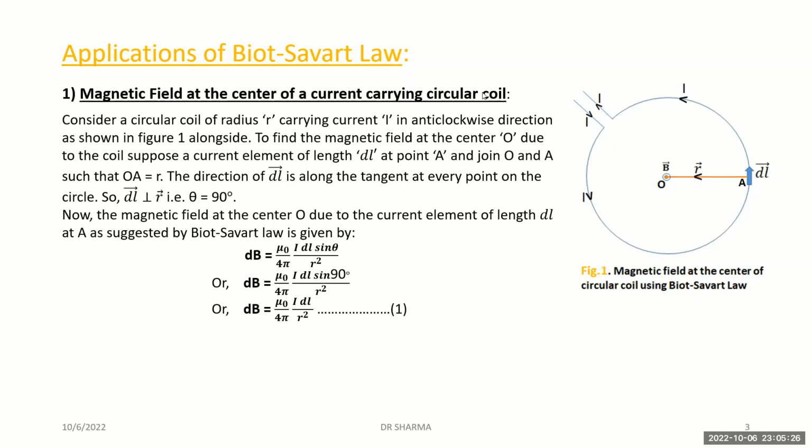This magnetic field given in equation 1 is at the center of the circle due to that elemental length dl only. Total magnetic field at the center is just the sum of such magnetic fields due to such elemental lengths dl throughout the circumference of the circle. So the total magnetic field is obtained by integrating equation 1 throughout the circumference of this circle.